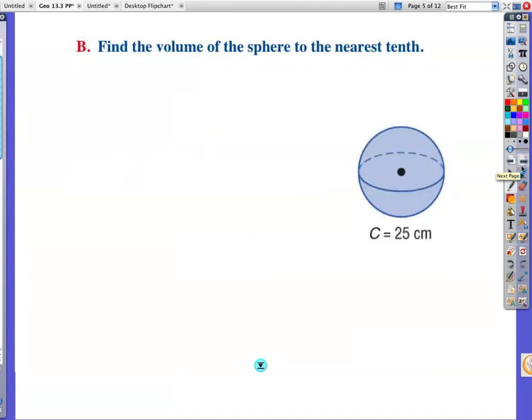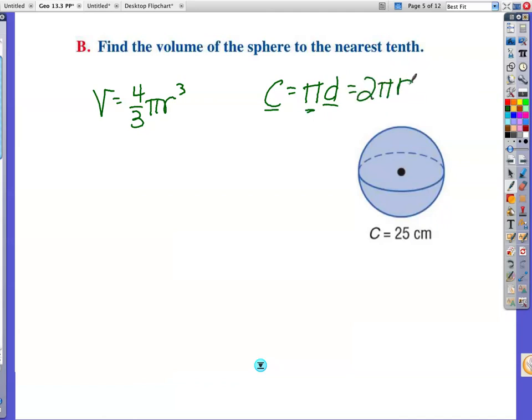Find the volume of the sphere to the nearest tenth. And they give us the circumference. Well, what do I need to find the volume? I need the radius. Okay, well, how do I get to the radius? Well, I gotta remember, C to C, right the D, there's always pi involved, or you can think 2 pi r. And I'm gonna use 2 pi r because it has an actual radius in it. So I'm going to have circumference equals 2 times pi times r. To solve for r, the fastest way is to divide by 2 pi.